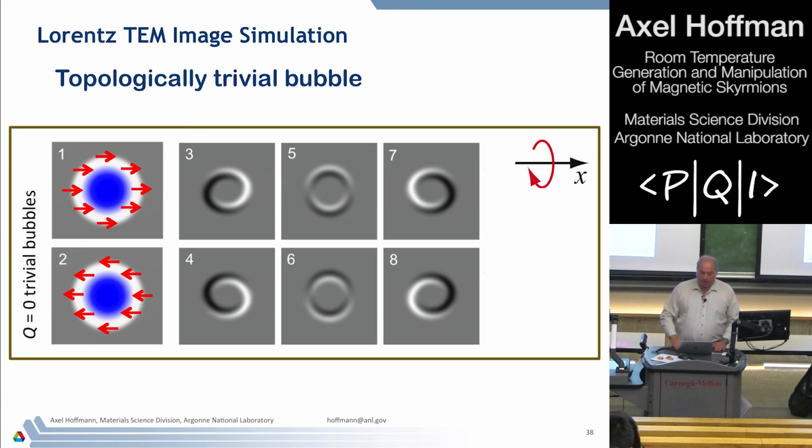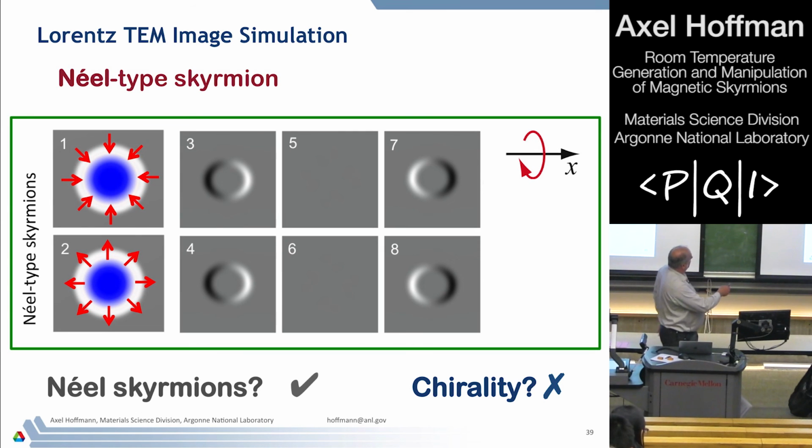Now you can also have a topologically trivial bubble where all the magnetization points in the same way. And here still, when you look from above, you get a clear contrast. But if you have a Néel-type skyrmion, as we have in these thin film structures, now all the electrons get deflected around the perimeter of the bubble. And so it's like you rotate everything and it just looks identical. So you get no contrast whatsoever.